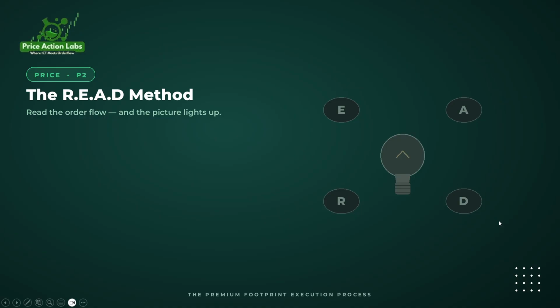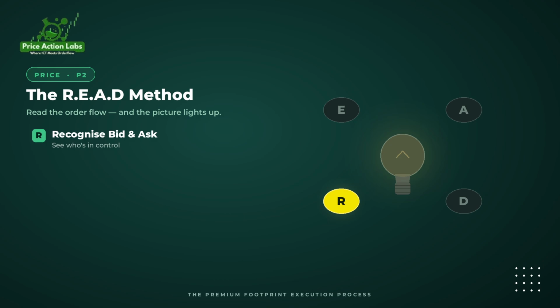So what do we mean by read specifically? We want to recognize the bid and ask. What does the bid and ask actually mean? We ultimately want to recognize what's going on. We need to know what the numbers actually mean.